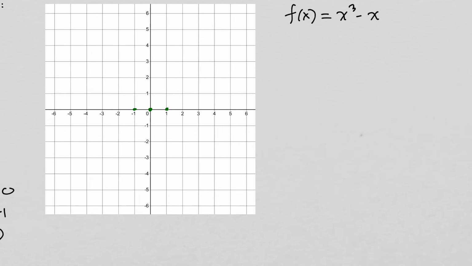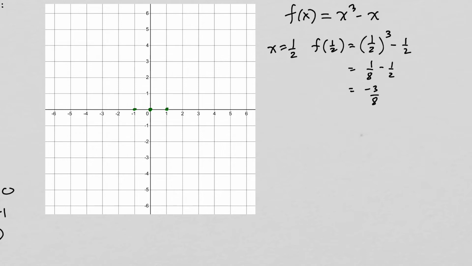So for that, I can just pick a value of x between 0 and 1. I think x equals 1/2 is a good candidate. And then f(1/2), we just plug the number 1/2 into the function. So we get 1/2 cubed minus 1/2. And this is 1/8 minus 1/2, which is negative 3/8. So at x equals 1/2, y is negative 3/8. So that is right about there.